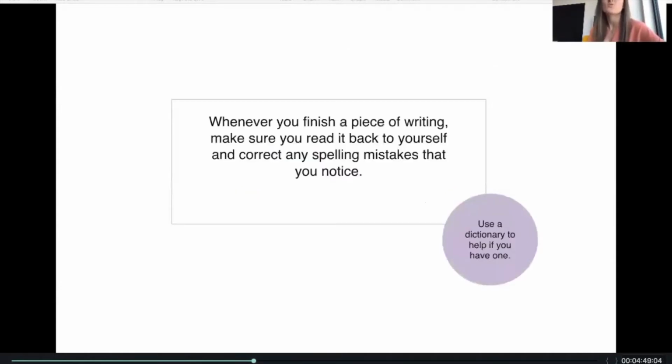Whenever you finish writing your piece of writing, make sure that you read it back to yourself and correct any spelling mistakes that you notice. It is always good to read this out loud and see if it makes sense. So making sure that your sentence structure is correct and also that you've used the correct spellings of things. Like I said to you, you can use a dictionary to help you do this.